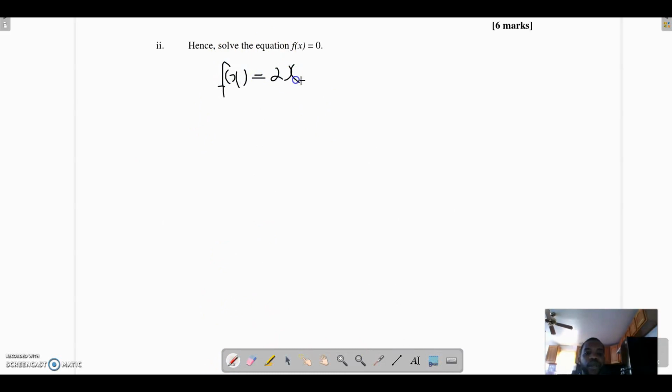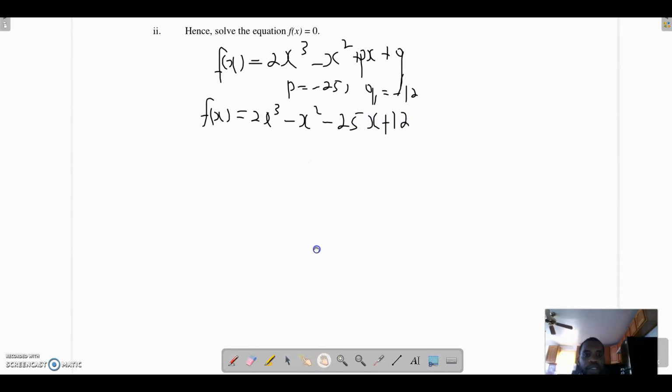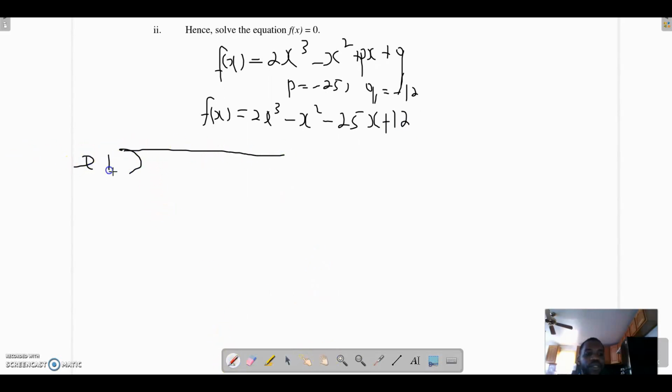Is equal to 2x cubed minus x squared plus px plus q. Now of course we found p to be negative 25, and we found q to be equal to minus 12. So f of x is really 2x cubed minus x squared, and since it's negative, I don't need to put plus there, so I can just say minus 25x plus 12. Now, in order to solve this, I'm going to have to factorize it. And since we have a factor already, which was x plus 3 is a factor, we can go ahead and do long division.